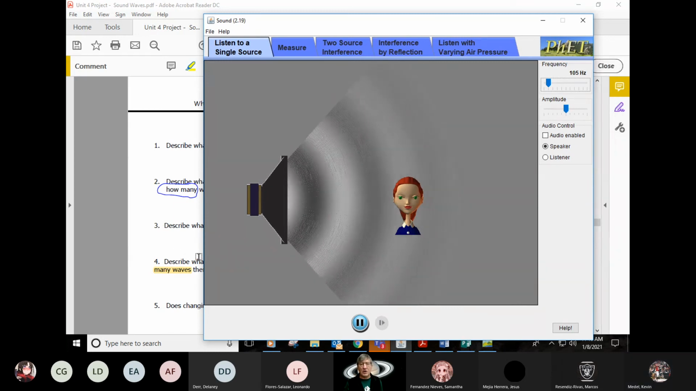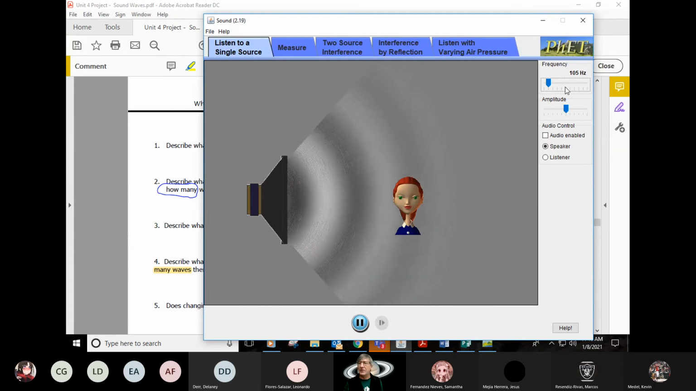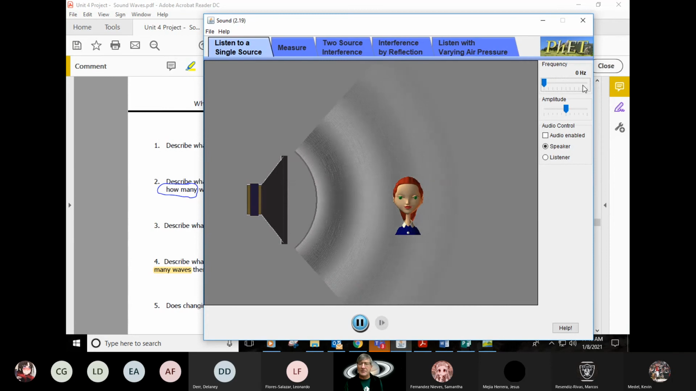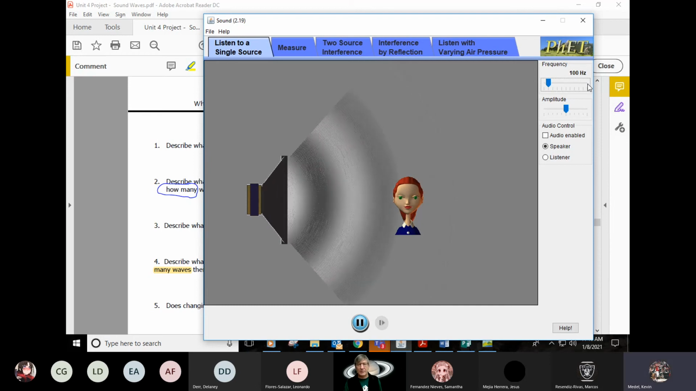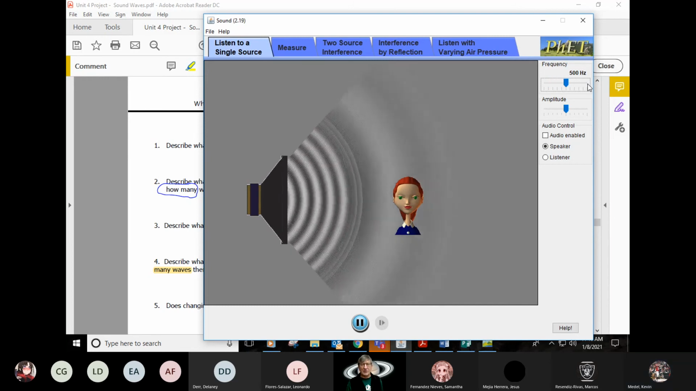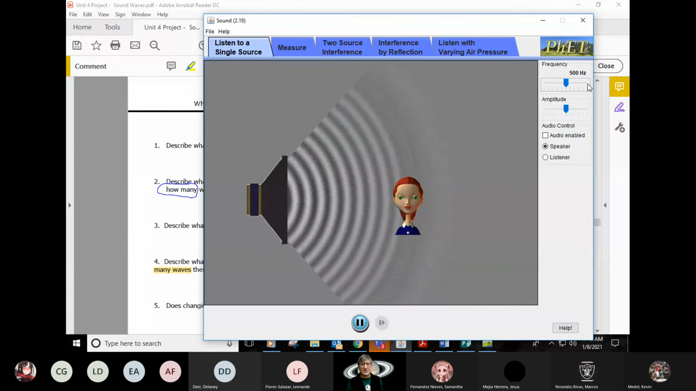For question 4, look at the speed that the speaker is pulsing now. If I take it down to 0, there's no vibration at all, so there's no sound, no waves. Bringing it back to 100, this is how big the waves are. What happens at 500? That's how big they are. And look how fast they're coming out of the speaker.